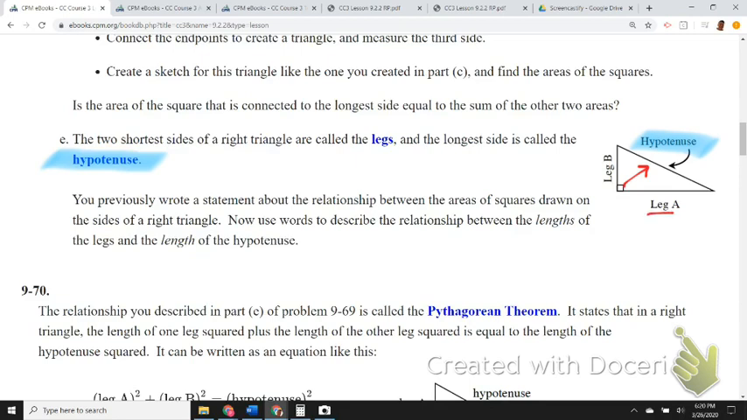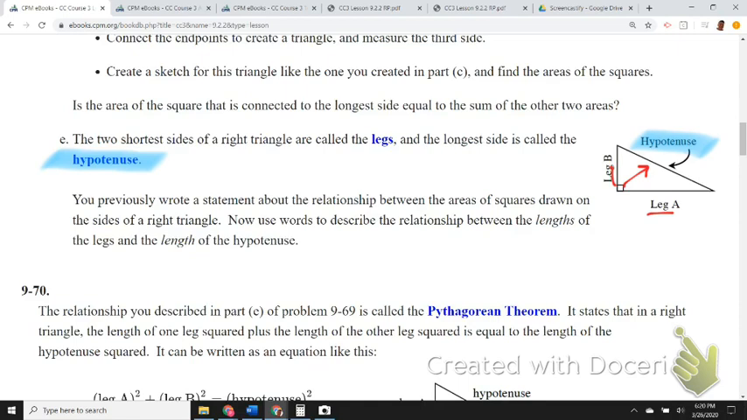And the other two sides are called legs. It doesn't matter which one you call leg A or leg B. You can switch them around. But that longest side across from the right angle is called the hypotenuse. It's very special, very important that you guys know the distinction between those side lengths.